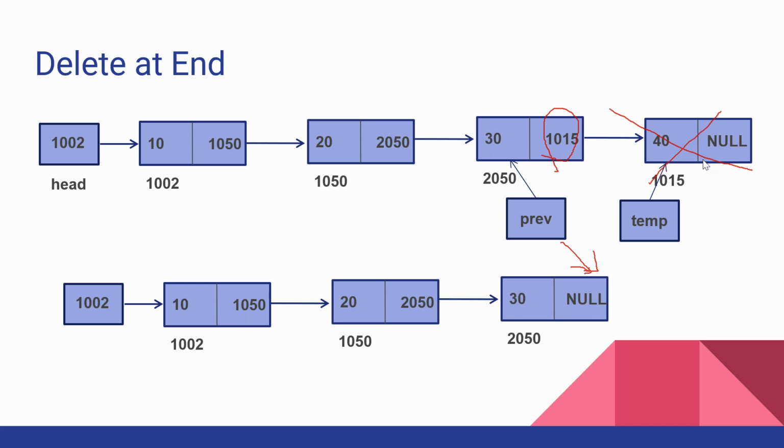Free of temp, why temp of next? No, the last node is pointed by temp, right? So free of temp is enough, and it is not temp of next. If you free temp of next, then it will only free this null part. We need to free the entire node, so it is free of temp. Hope you understand, Mari.